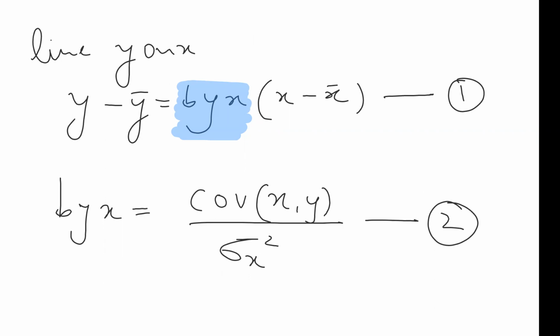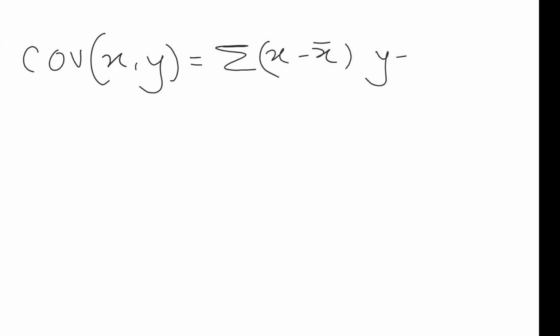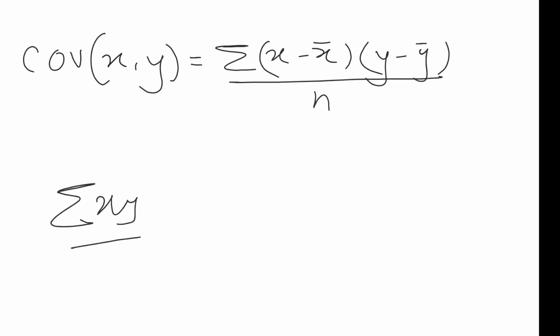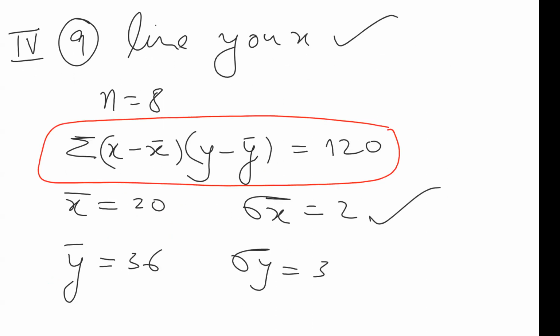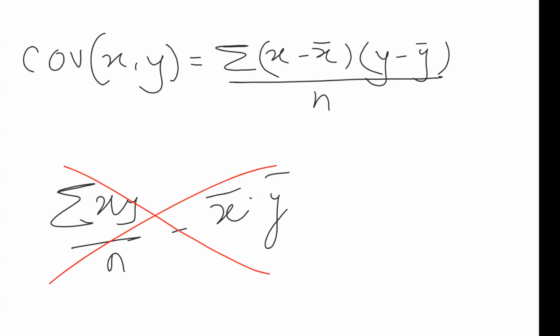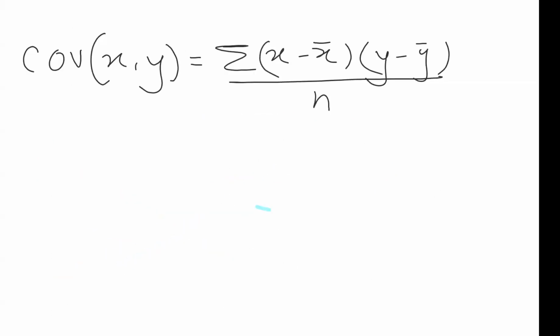Okay, then covariance of xy is equal to summation (x minus x bar)(y minus y bar) upon n. We'll be using this formula for covariance. There is one more formula, summation xy upon n minus x bar y bar, but we don't use the second formula because the data is in this format, summation (x minus x bar)(y minus y bar). In lecture number 1 I have given you the entire formula list, so be very sure about it.